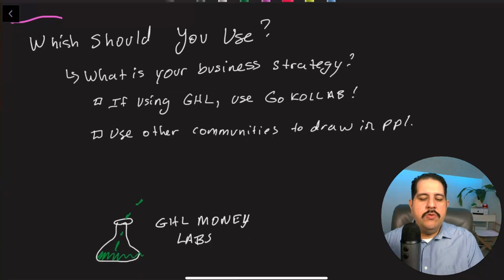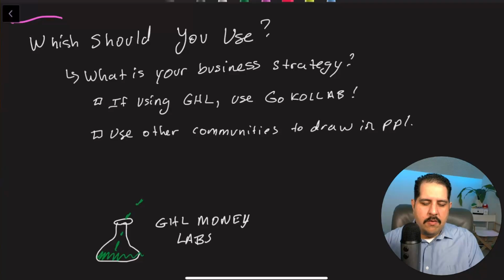Now, which should you use? Again, what is your business strategy? If you're using GHL and you just want to get started with community, use GoKollab. Create your funnels, direct them into your GoKollab community, nurture them. You can do everything there. And actually, this is one limit that I'm starting to run into even with my Skool communities. I want to add a lot of automation to my Skool community that I currently can't do out of the box. I have to pay for other tools in order to make that happen. So it's something to understand.